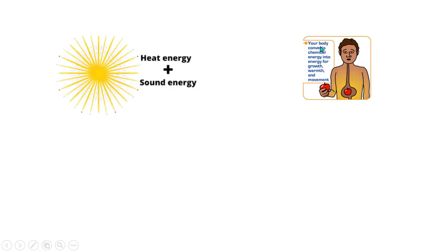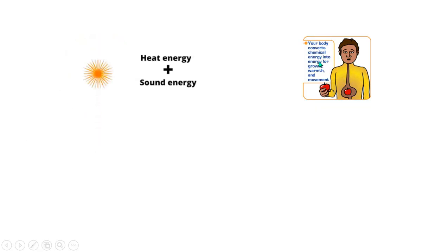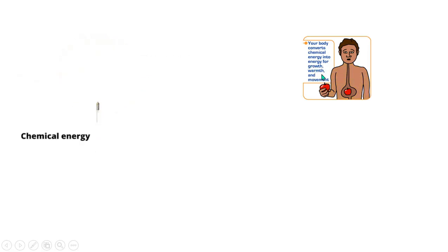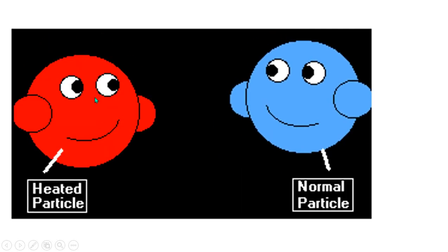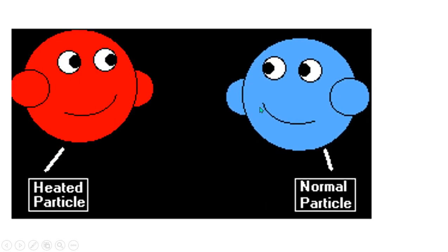And if we eat anything, our body converts that chemical energy into energy for growth, warmth and movement. And here you can see molecules at a higher temperature and a lower temperature. From the higher temperature, heat is transferred to the lower temperature until it attains the same temperature.